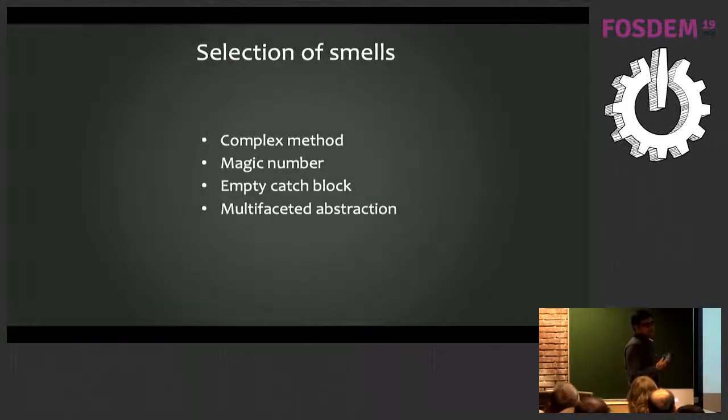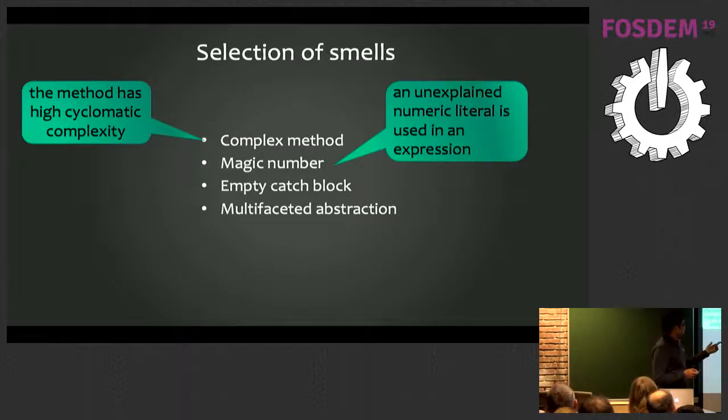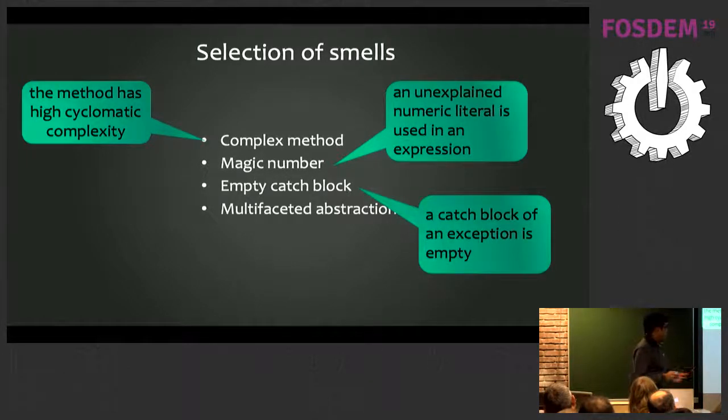And we selected 4 smells. All 4 smells are different kinds of smells. 3 are implementation and 1 is design. So the complex method is a method that has a high cyclomatic complexity. Magic number is a numerical literal used in an expression without explanation. Empty catch block is a catch block where there is nothing written in that catch block.